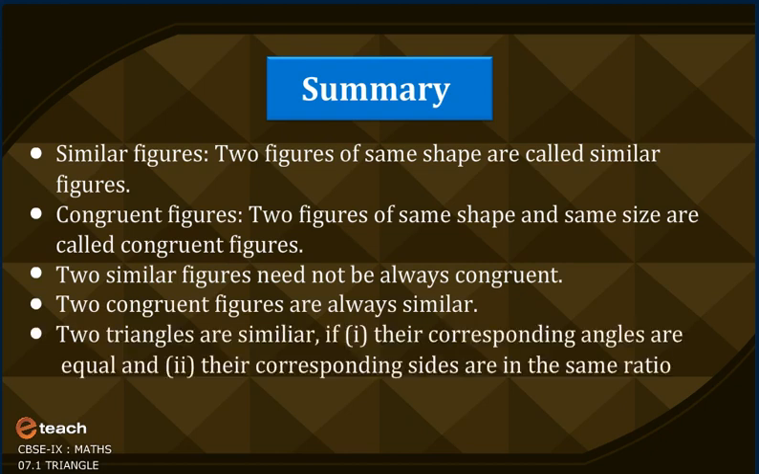Two triangles are similar if, one, their corresponding angles are equal and, two, their corresponding sides are in the same ratio.